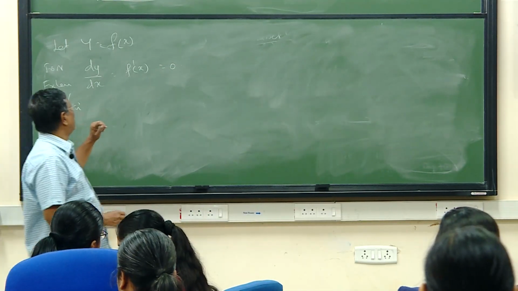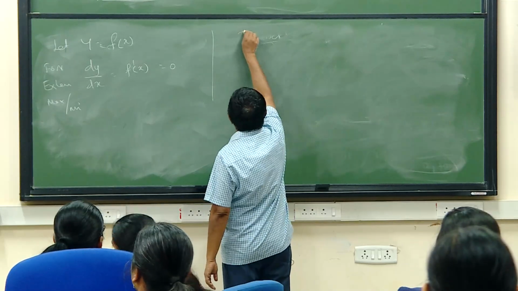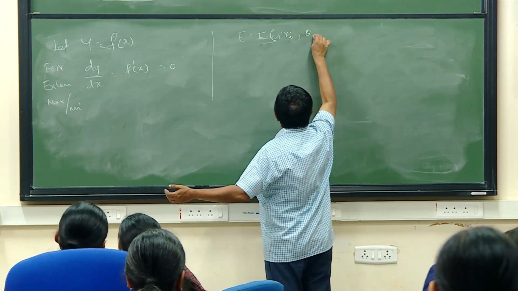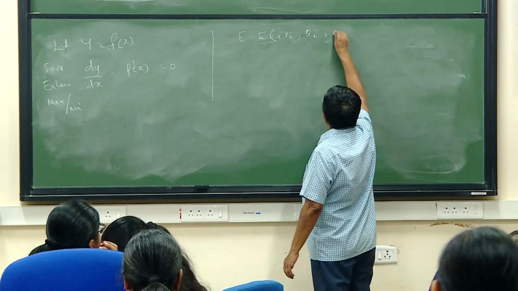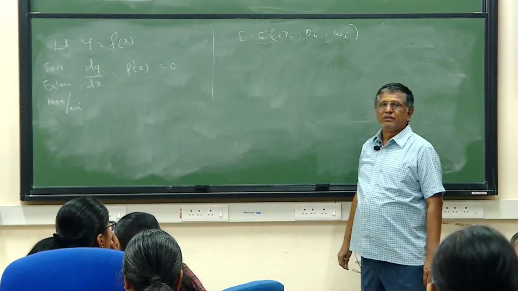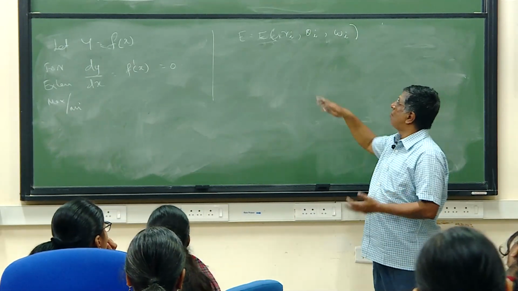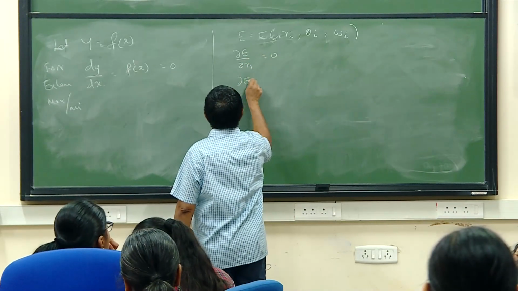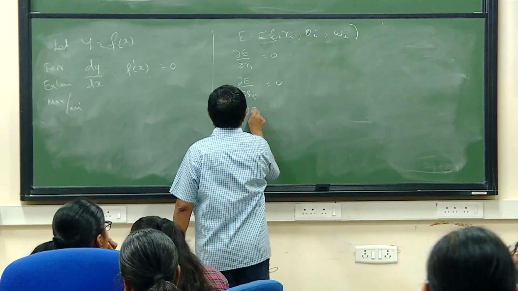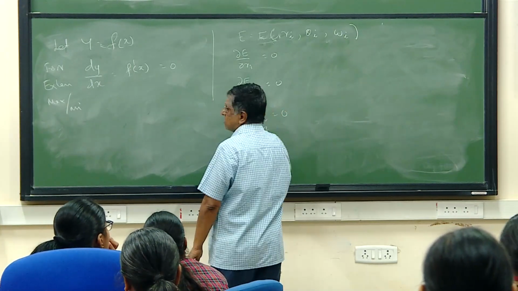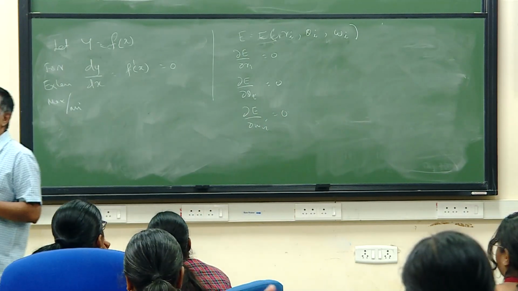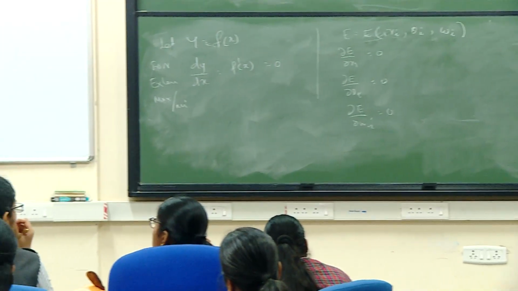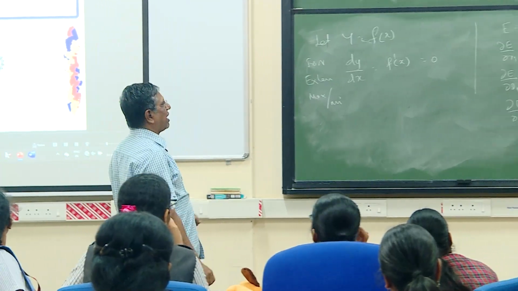Same thing for the energy of the molecule. E is a function of so many R, so you will have R_i, so many theta, so many omega. Therefore, with reference to all this, dou E by dou R_i is equal to 0, dou E by dou theta_i equal to 0, dou E by dou omega_i equal to 0. So this gives me the condition for whether the molecule is at a minima or maxima.